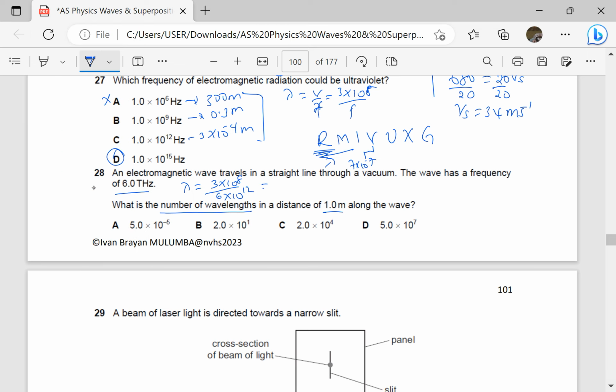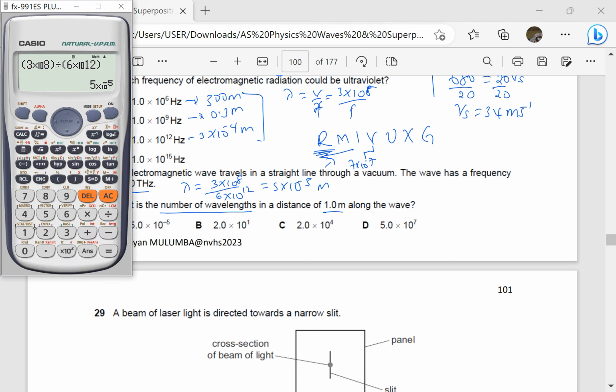So that is 5 times 10 power negative 5 meters. What's the number of wavelengths in a distance of 1 meter? So one wavelength is 5 times 10 power negative 5. So for a distance of 1 meter, we shall say 1 divided by the answer, which is 20,000, which is 2 times 10 power 4. And that means our answer is going to be C.